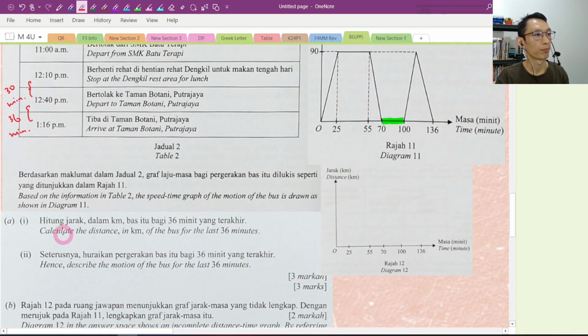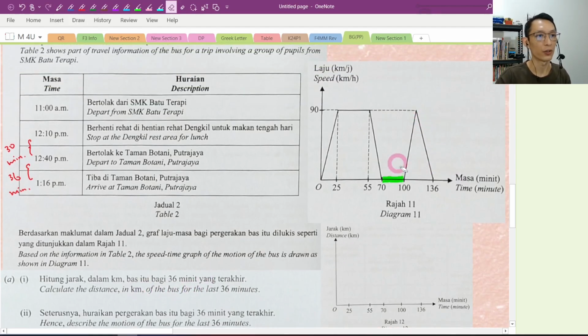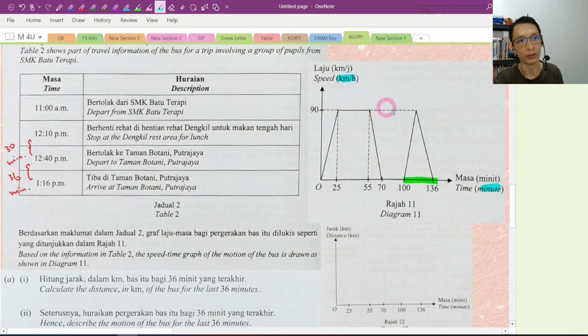Part A. We want to calculate the distance in kilometer. I think this is the distance travel in kilometer of the bus for the last 36 minutes. For the last 36 minutes, it means here, right? When you are given a graph, this speed against time, you want to find the distance travel, you can find the area under the graph. But you need to be more careful. You have to look carefully the unit given. Now you will notice that this is kilometer per hour, and this is per minute. This is minutes. So what we need to do is we want to change this become hours.